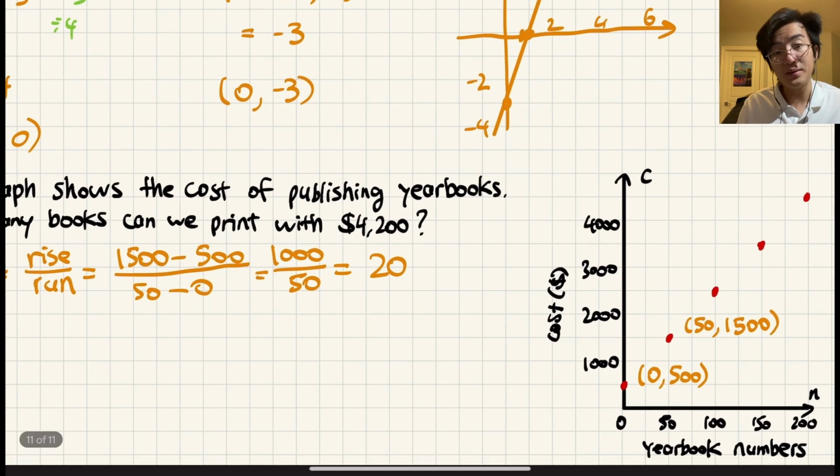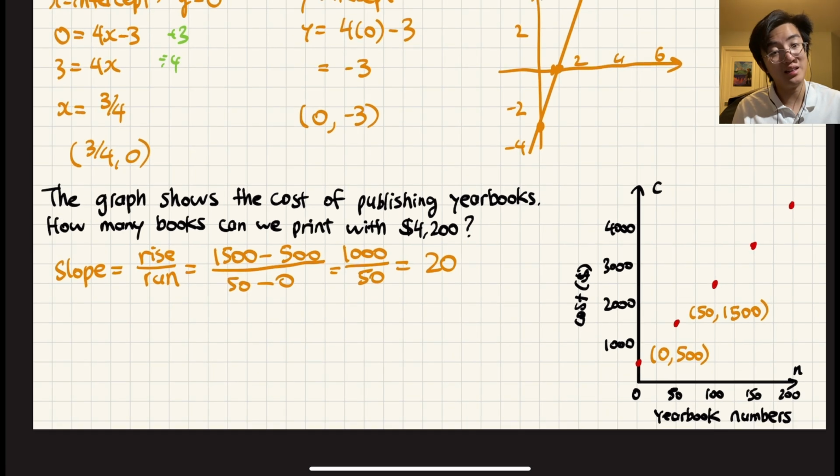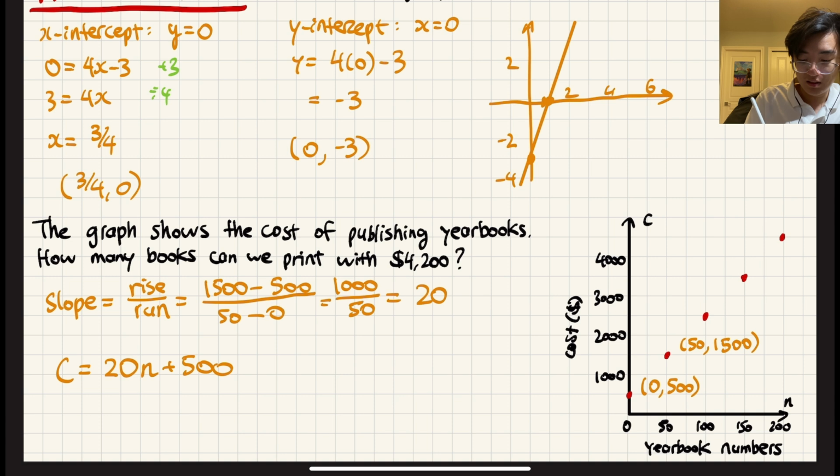What the slope is telling us is that for every single yearbook that we publish, it will cost $20. That's all it's telling us. Now we can construct an equation. For the cost, we know that every single yearbook, which is n, goes up by 20. And we also know the initial cost is 500, because right here, we start at 500. So to make the equation, we have C equals 20n plus 500.